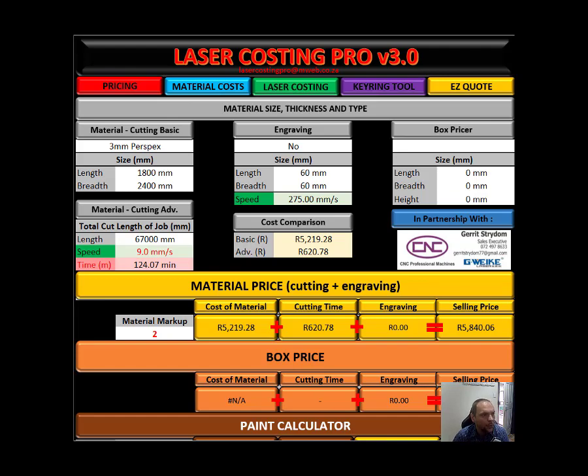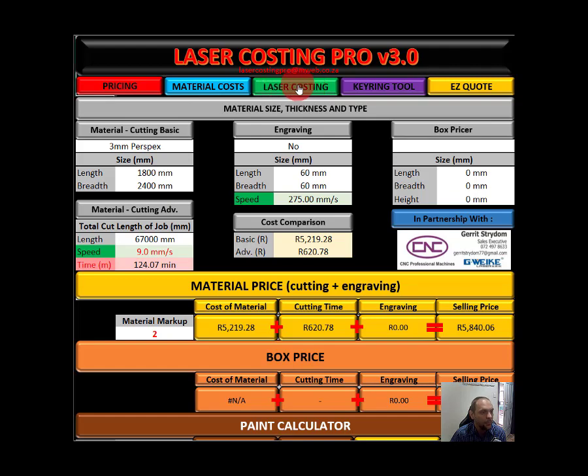The second thing that you want to do when setting up your Laser Costing Pro is to set up your laser costing, also referred to as your cost per minute or your rand per minute, or whatever currency you are currently working in. And this is probably one of the most asked about questions about laser costing out there, and very seldom people give you a good answer. So let's get into how we work out our costing of our machine and our equipment per minute.